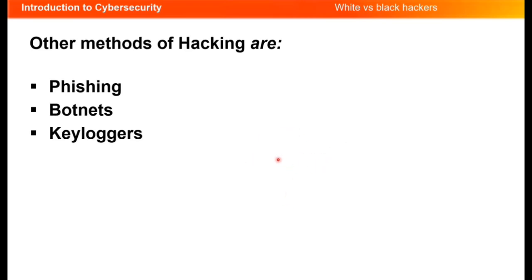Some other methods of hacking are, again, phishing, tricking users into giving up their access information, such as their ID and password. Botnets, programs that run on an unknown user's computer, exploiting it. The user doesn't know the botnets are running, and they can do things like send out emails on behalf of somebody else. And keyloggers, a way of capturing the keystrokes and recording them, and hackers can then obtain and steal user IDs, passwords, and other access information.